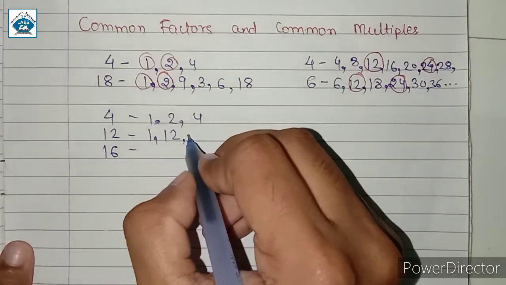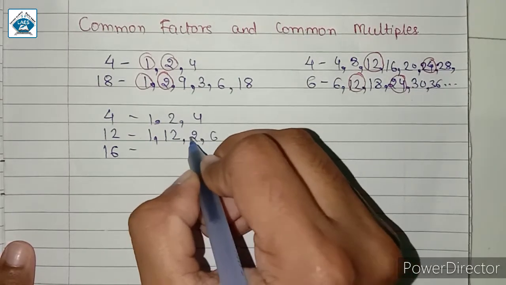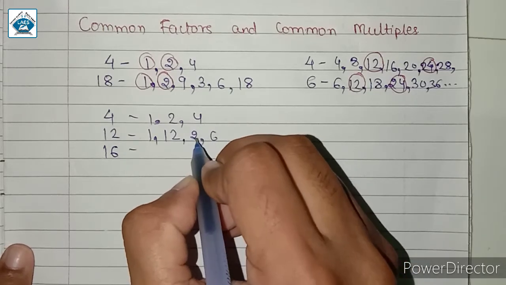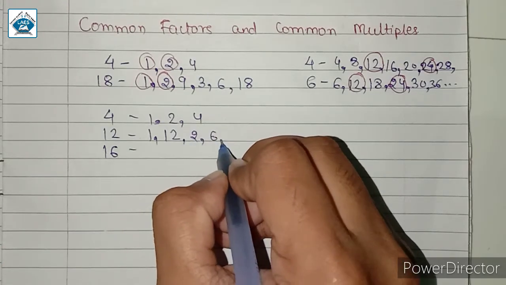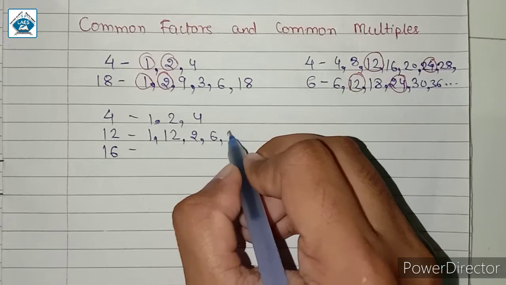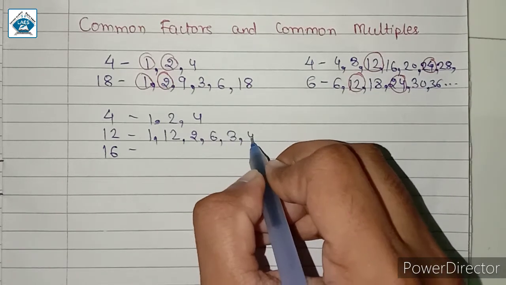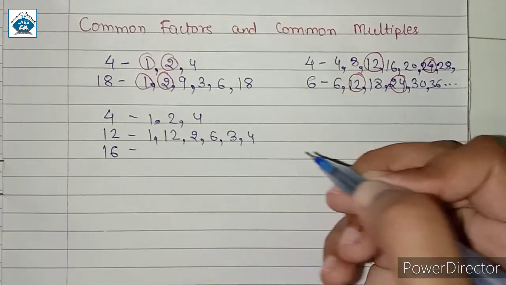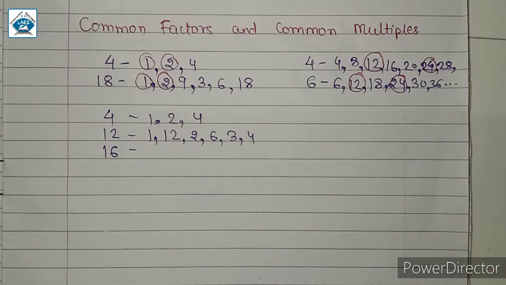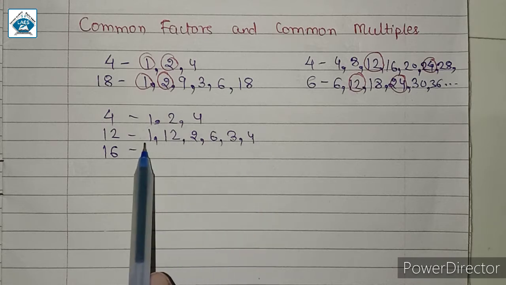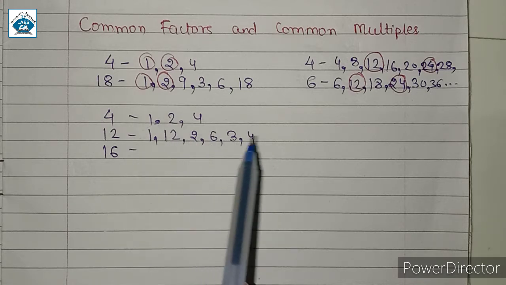Next we have 2 multiplied by 6, 2 6s are 12 and 6 2s are 12. Therefore 2 and 6 are also factors of 12. It is divisible by 3 too, 3 4s are 12 and 4 3s are 12. So 3 and 4 are also factors of 12. After that it is not divisible by 5, not divisible by 7, not in the table of 8. So these are the factors of 12: 1, 12, 2, 6, 3 and 4.